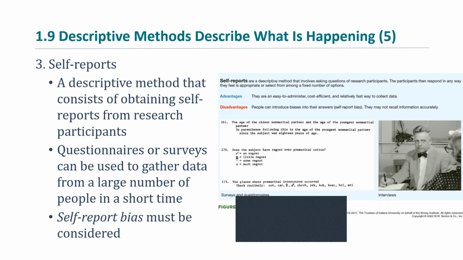Okay, disadvantages. This is true of questionnaires, surveys, or interviews. Self-report bias must be considered. Self-report bias is when somebody gives answers to make themselves look better. And it's very common. The more personal or intimate the question is, the more likely you are to get self-report bias.